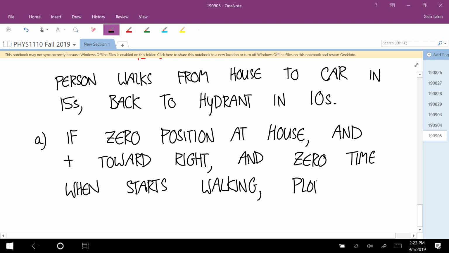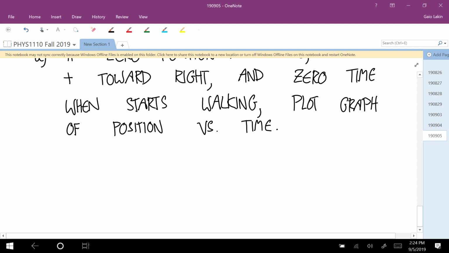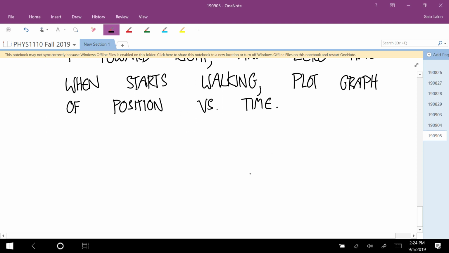Plot a graph of the position versus time. Okay. So we don't need those elaborate drawings on there. That just sort of confuses things. So there's the house, there's the fire hydrant, there's the car.